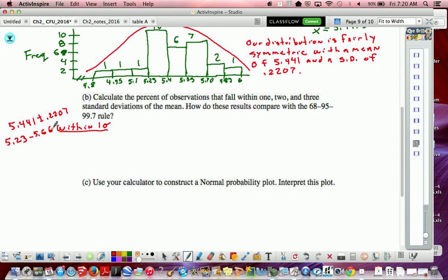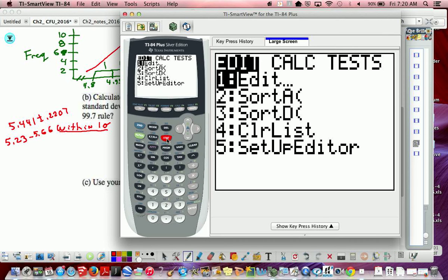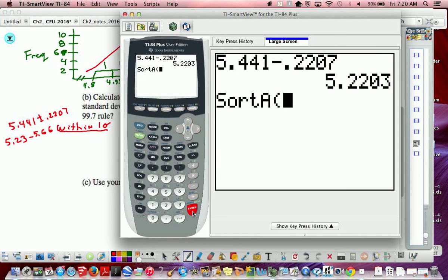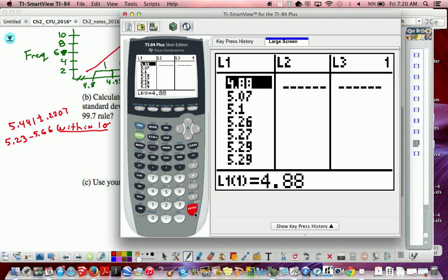So what I'm going to do right now is take my calculator and go to my stat, and notice how in number 2 and 3 you have this sort A, sort D. This will sort it in ascending or descending order. So I'm going to go ascending because I'll go from smallest to highest. They'll say done. I'm doing it on list 1. So now when I go to stat and edit, I want to count how many scores are in between these values.